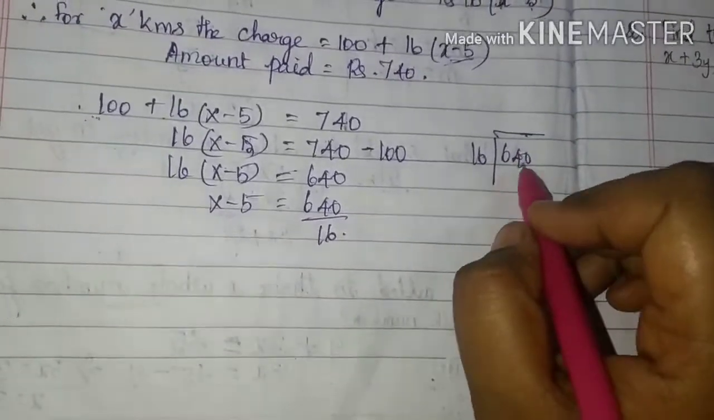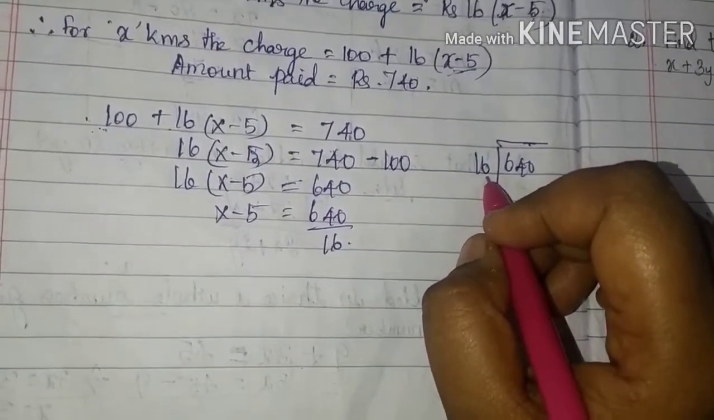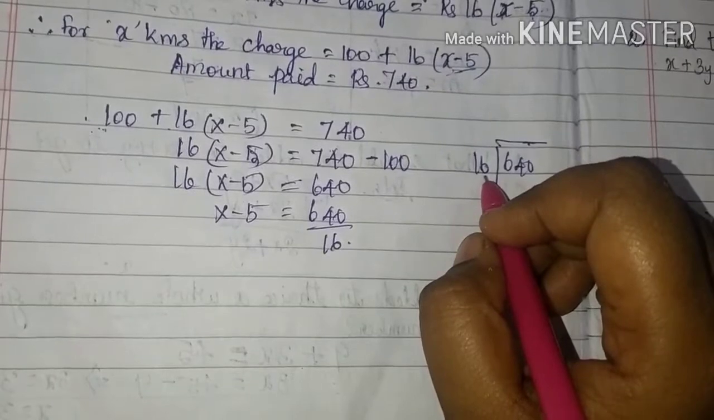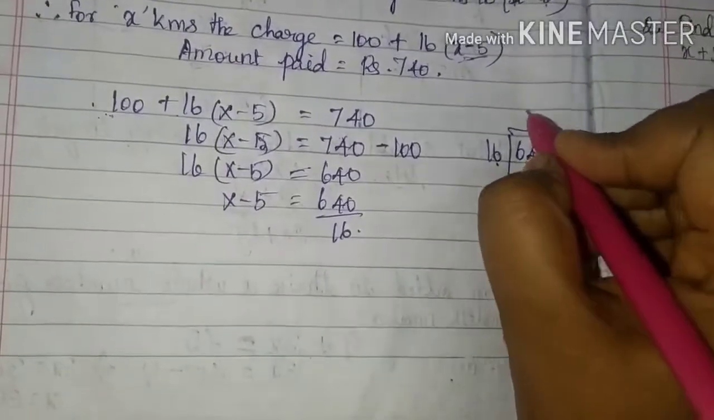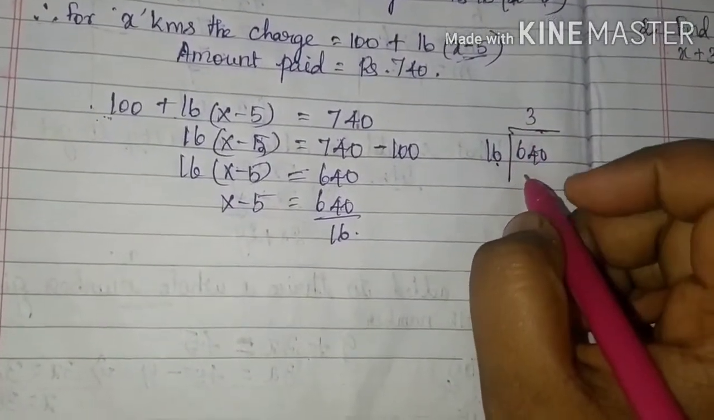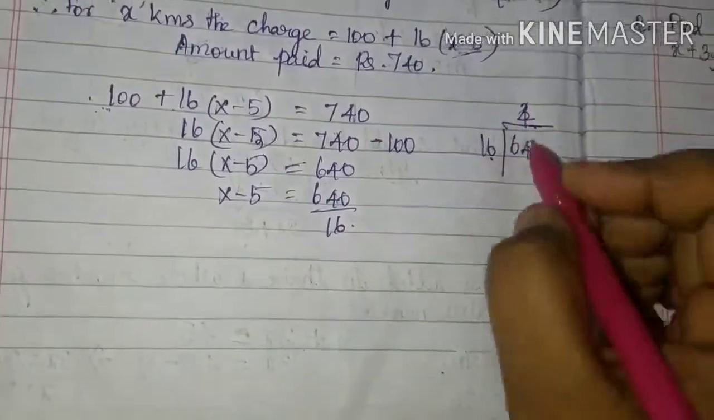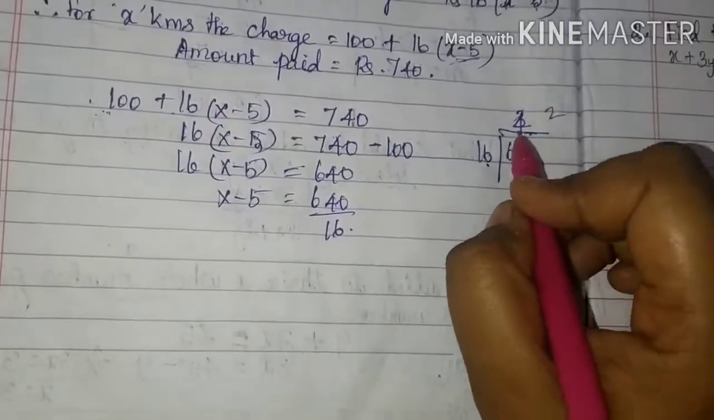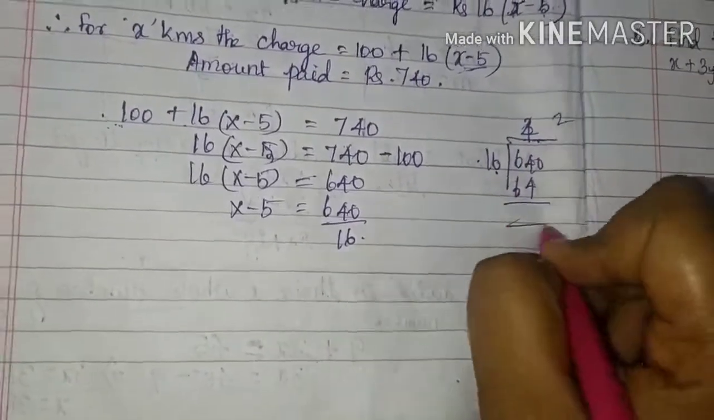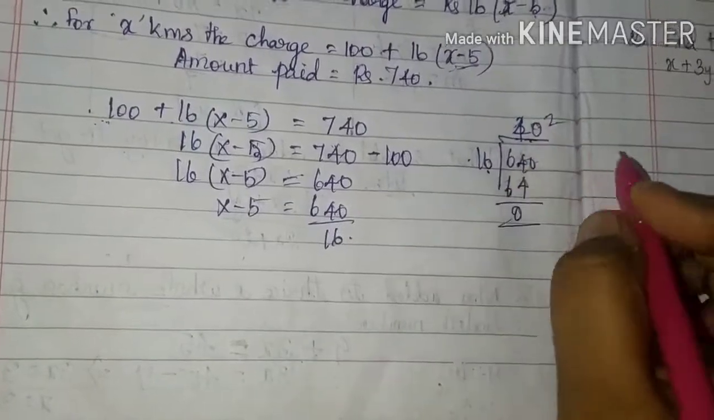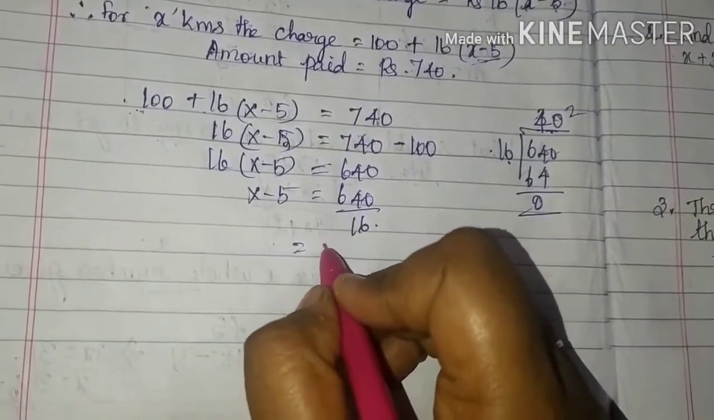Okay, how many times will it come? Can anyone guess? 6 3s are 18, 6 1s are 6, 6 2s are 12, 6 3s are 18, 6 4s are 24. Then 4 times we can consider as 64. Remainder 0. This 0 take it up, so we will get 40. So 640 divided by 16 is 40.